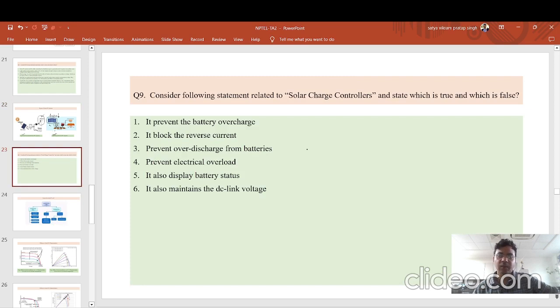So we have one example related to the solar charge controller, that is a question, and you have to tell me which is correct for this solar charge controller and which is incorrect. Please try this.